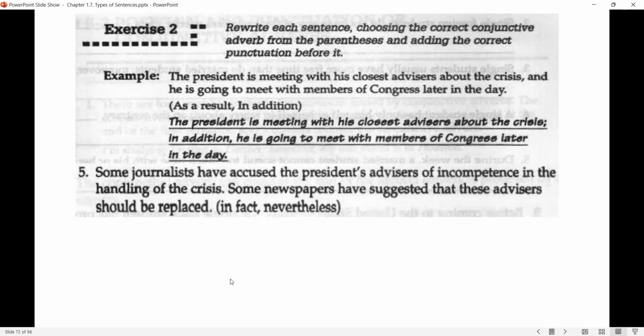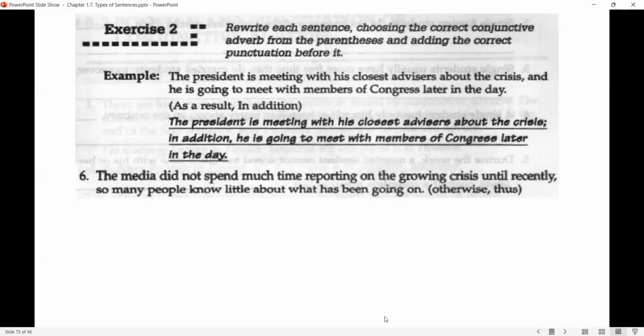Number 5, which one has the same meaning as, let me see, do we have one conjunction? No, you have 2 sentences. So which one shall I use here to complete the sentence? All right, let's read it together. Some journalists have accused the president's advisors of incompetence in the handling of the crisis. In fact, so here you just add emphasis to the first sentence. In fact, some newspapers have suggested that these advisors should be replaced. Number 6.